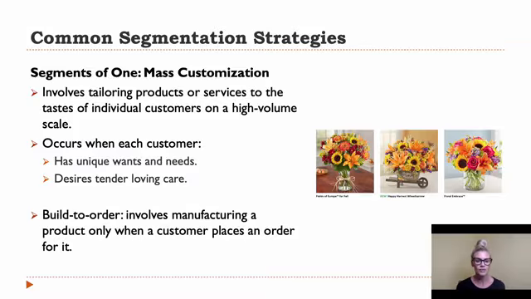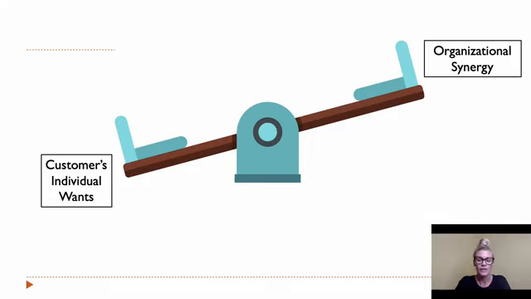So you can customize it to you, but you still are only choosing from a limited number that are available. Okay, so not true customization, but it's mass customization. Now, when thinking about segmenting consumers based on their needs and wants, we also have to be careful that there is some form of balance so that there's value added to the consumer, but still creating efficiency for the firm itself. So this brings up the concept of organizational synergy.